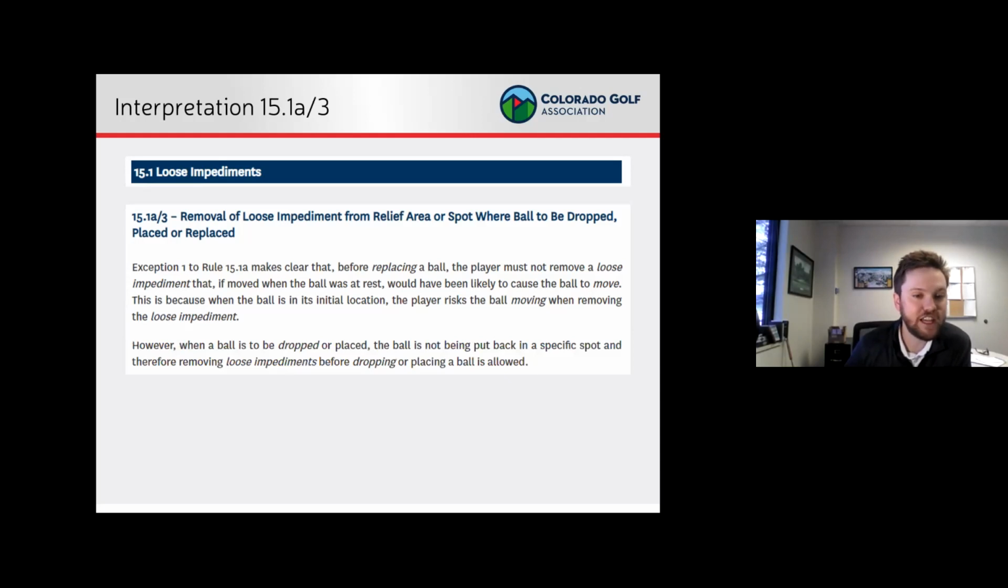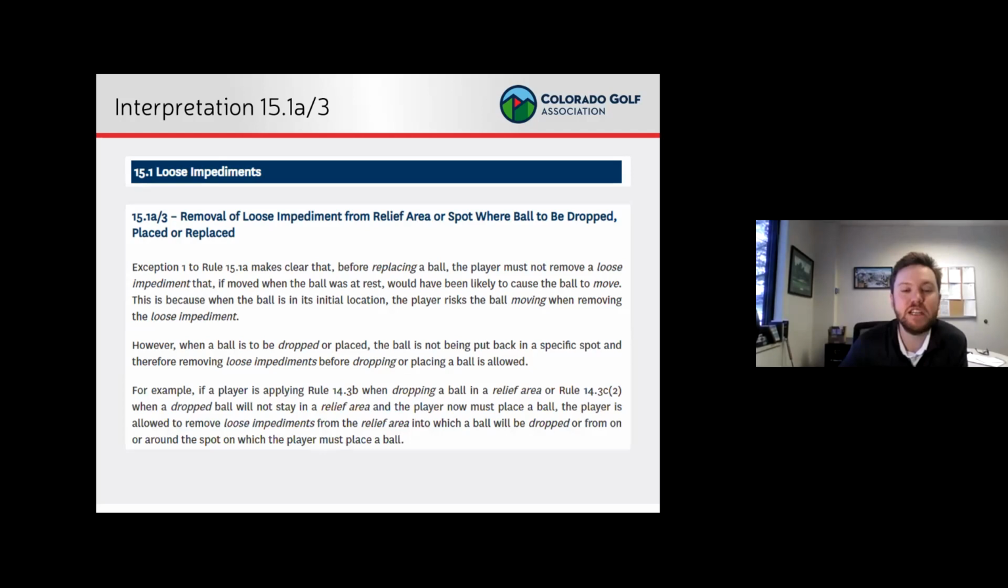It says, however, and again, we're going to see the opposite here, when a ball is to be dropped or placed, again, keyword is placed, not replaced. Replaced infers it's on a spot. Placed means, like we'll see, it could be a different spot. The ball is not being put back in a specific spot, which is the key, and therefore removing loose impediments before dropping or placing a ball is allowed. And this is when I talked about replacing and placing, right? So replacing infers a specific spot. That's where we're guarded against. Anywhere else, when we're just simply placing a ball, like we'll see, is okay.